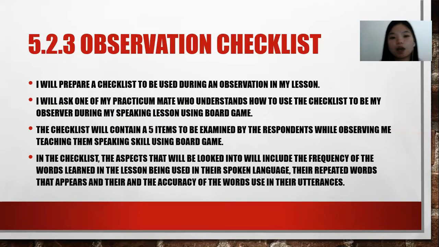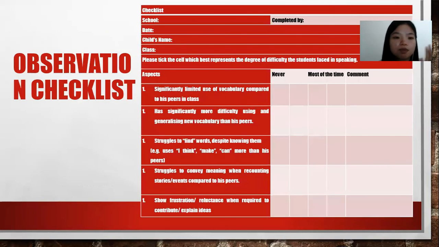And the next one will be the observation checklist. I will prepare a checklist to be used during an observation in my lesson. Just like I explained just now, I will ask my practical mate, who understands how to use the checklist, to be my observer during my speaking lesson using the SV board game. The checklist will contain 5 items to be examined by the respondent while observing me teaching the speaking lesson using the board game. The observation checklist is the same as shown just now.